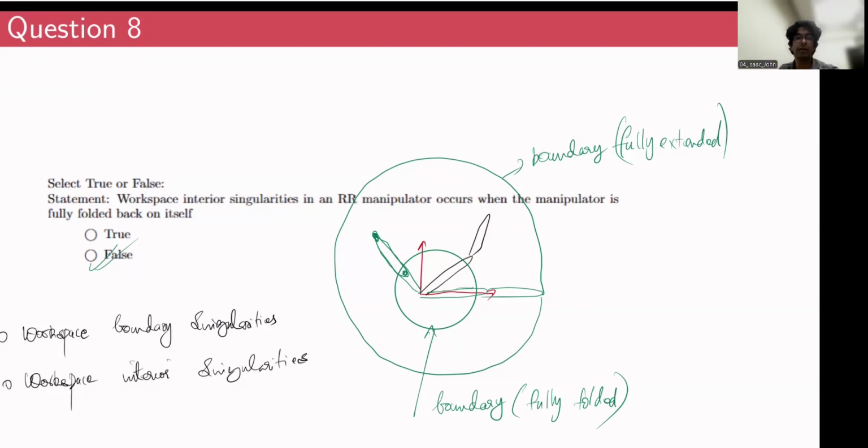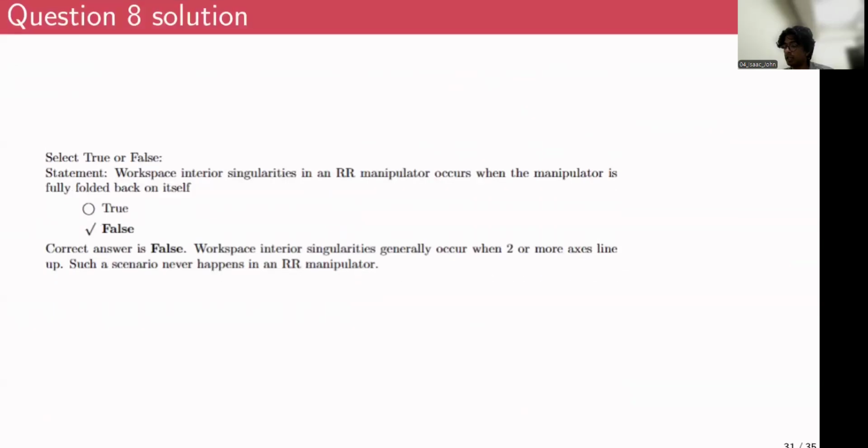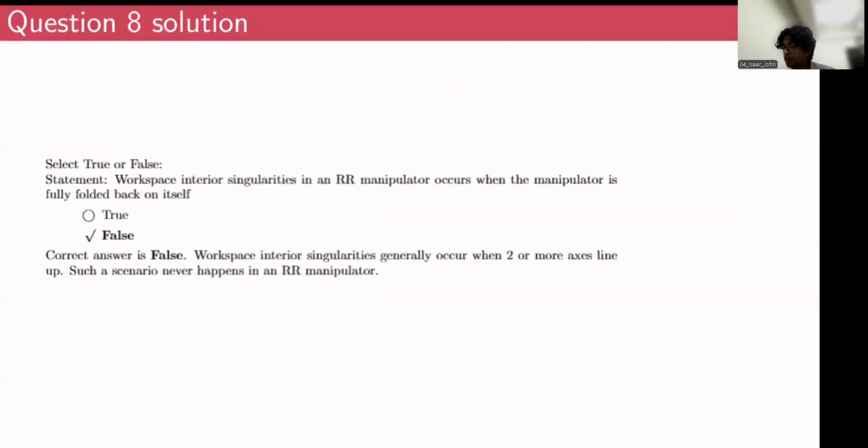And when the robot is fully folded, that means it has reached a boundary. When it is fully extended, that also means it has reached a boundary. So the statement from here to here applies only to a boundary singularity, not interior singularities. Okay, so I hope that is clear. It's actually false. Workspace interior singularities generally occur when two or more axes line up. Such a scenario never happens in an RR manipulator. Again, in the case of an RR manipulator, we don't have interior singularities. We only have boundary singularities.